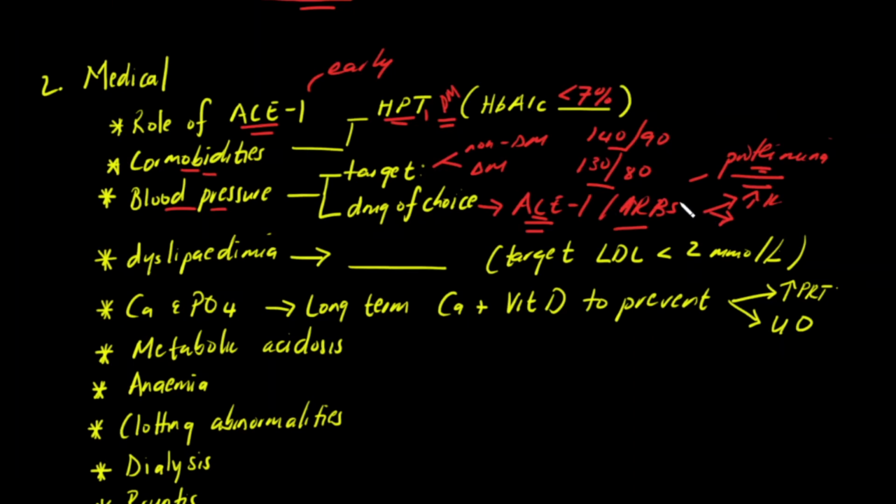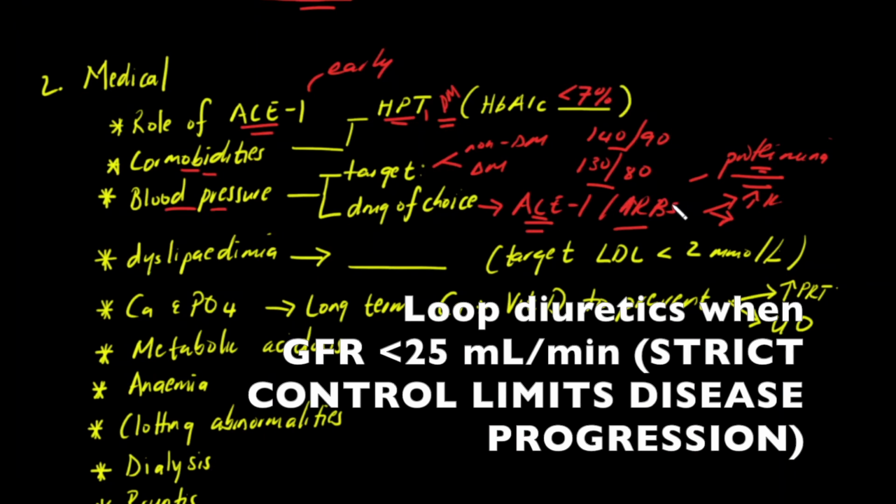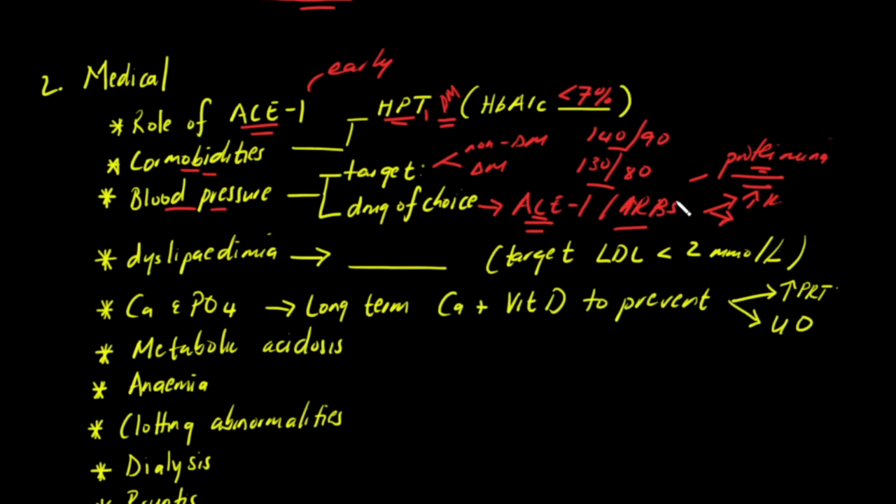I want to also say that especially if your patient has fluid overload, you can use a loop diuretic, especially if your GFR is less than 25 mL per minute. Strict control will really help limit your disease progression. However, if you are struggling with a loop, you can add a thiazide as a combo to help you manage that.